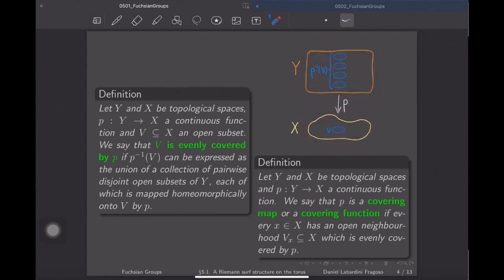the natural map from the complex plane to the torus satisfies two properties, right? One is that it is a covering function or a covering map, this natural map from the complex plane to the torus, and second, that the transition functions are holomorphic.